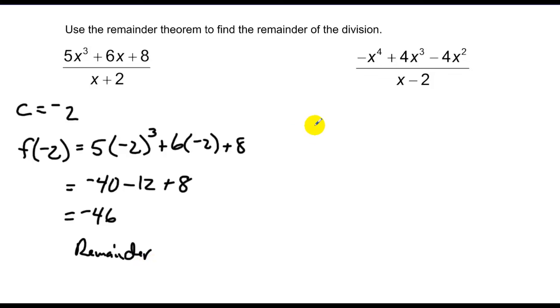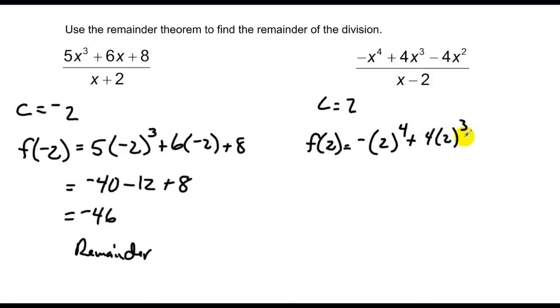In this case, our c value is equal to 2, so I take f of 2, which gets me negative quantity of 2 to the 4th plus 4 times 2 cubed minus 4 times 2 squared. Or negative 16 plus 32 minus 16, which is 0. So x minus 2 would be a factor of this term.